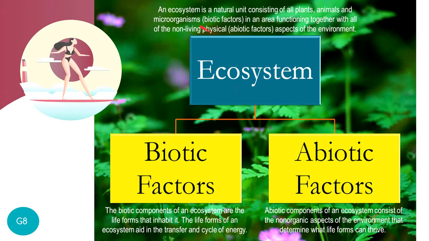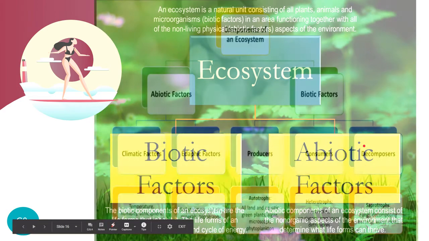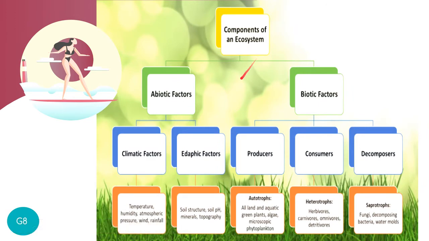So again, we define ecosystem as a unit consisting of plants, animals, and microscopic organisms. Okay, so that's your biotic factors in an area functioning together with the physical, non-living aspects. So those are your abiotic factors in an environment. So ecosystem, biotic, and abiotic factors. So these are examples or further classifications of the different factors or components.